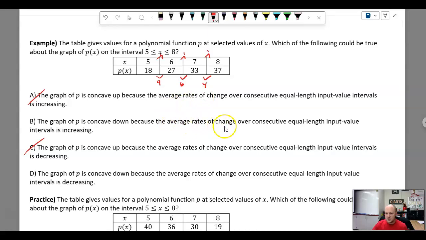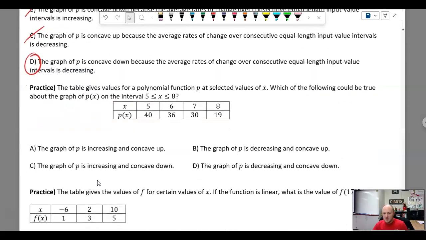Because the average rates of change over consecutive equal length input value intervals is increasing. That's false. That would be concave up. So D, because the average rate of change over intervals is decreasing.